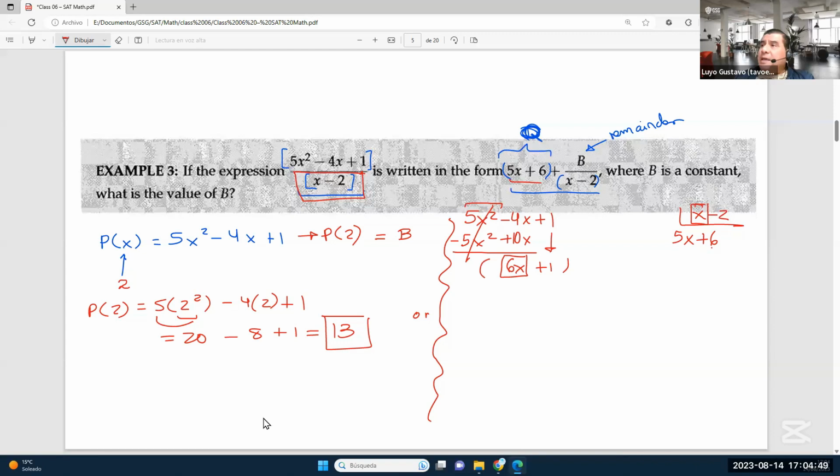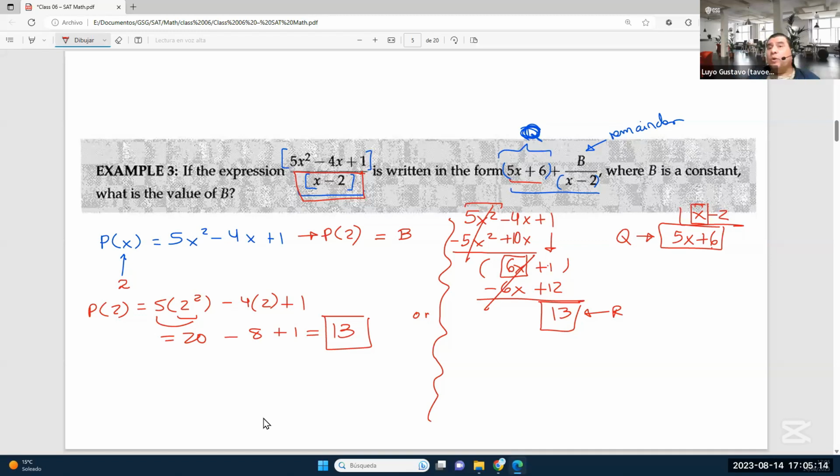So 6 times x, negative 6x, since we're subtracting. 6 times negative 2, negative 12, plus 12, because we are subtracting. And so we have 1 plus 12, 13. You see? The remainder. And here, of course, we have the quotient, exactly as in the original or the above expression.